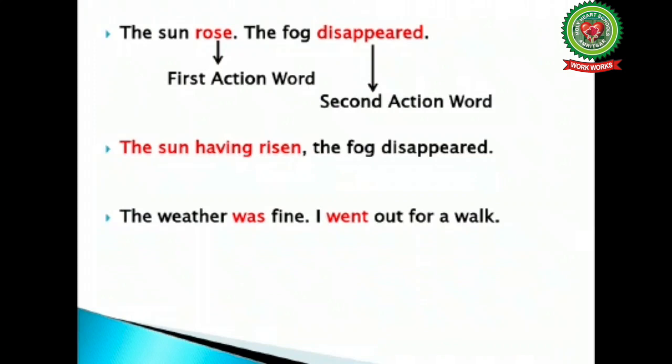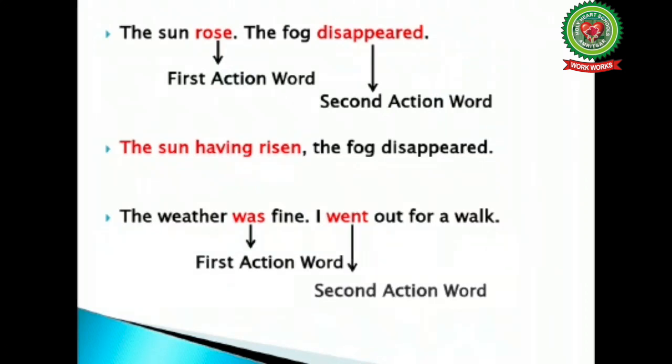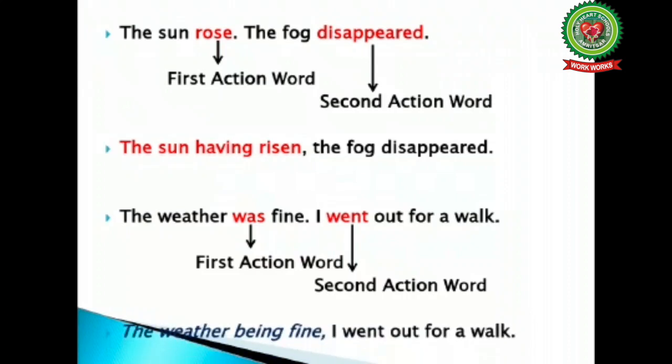The weather was fine. I went out for a walk. Children, in this sentence we have two action words, was and went. The first action word is was and the second action word is went. We have two subjects, so we will begin with the first subject, that is the weather. Was will change into being. So, children, what will be the answer? The weather being fine, I went for a walk.